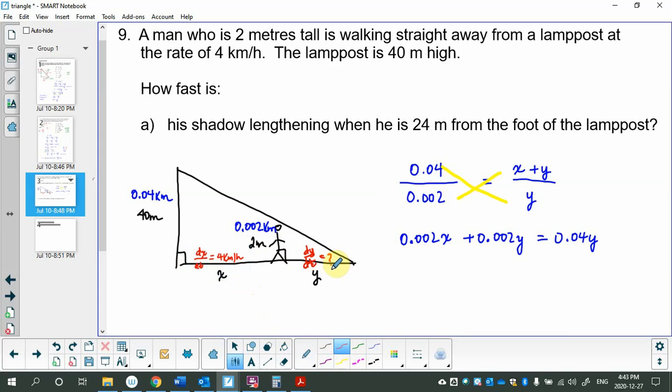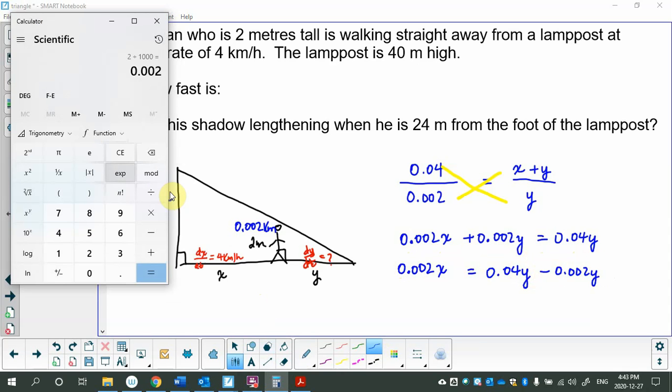So dy by dt. Now, it's probably a good idea for me to collect like terms here because I've got some. So I'm going to take this across the equal sign. So I have my x's on one side and my y's on the other, which seems a bit more logical than having it mixed up. Now, because these are decimals, I am not trusting my brain. So 0.04 minus 0.002 is 0.038. I should have known that.